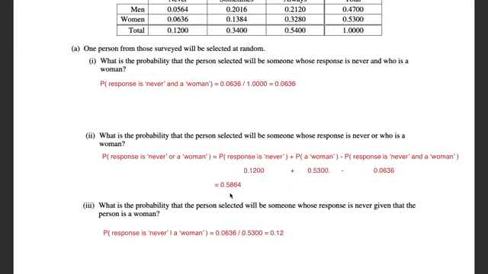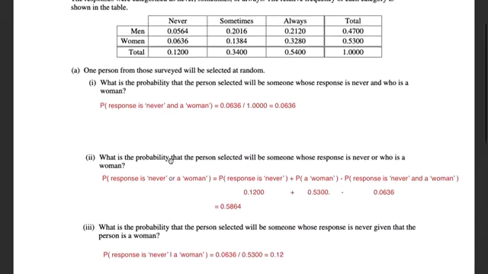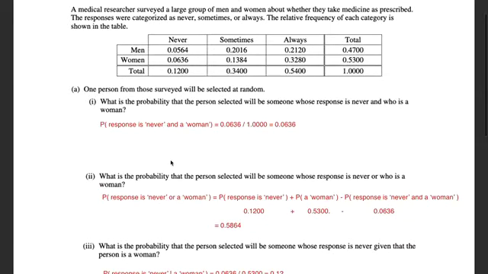So something else, if you wanted to, you could simply list the probabilities that are represented by the or event, that the or event requires, and add them together. So the response is never or the randomly selected person is a woman, you can simply add up these two values, which are the nevers, and then you want to make sure that you also include all of the probabilities that are in the woman row, but don't double count this one.